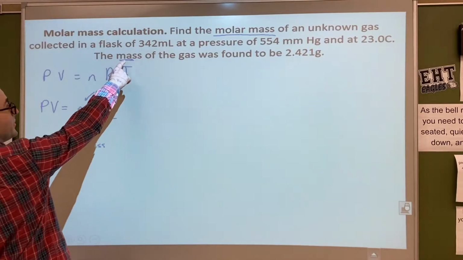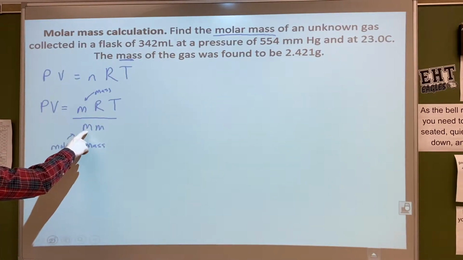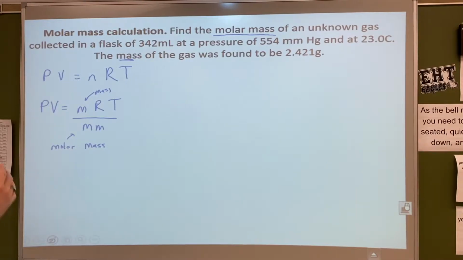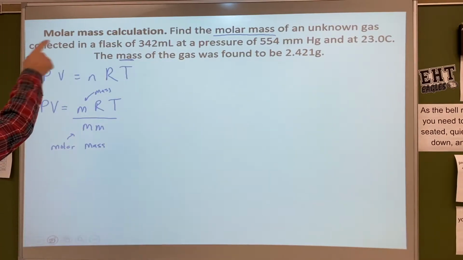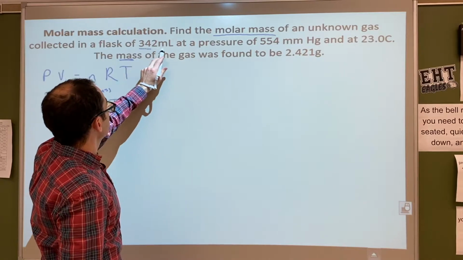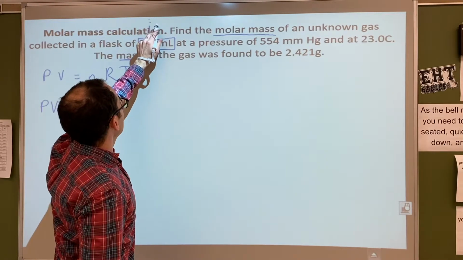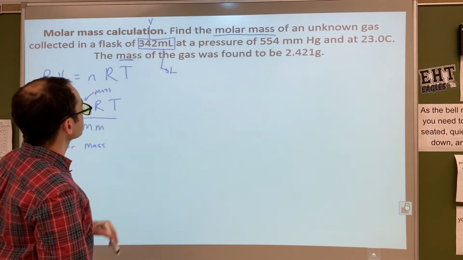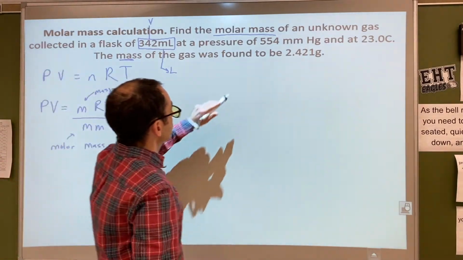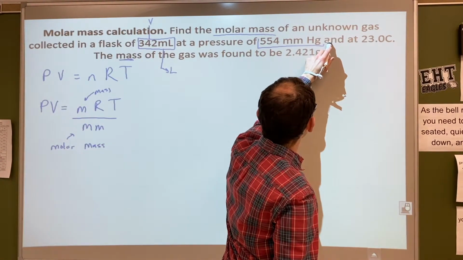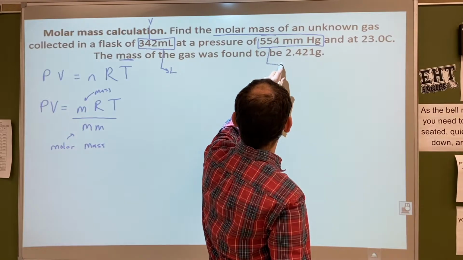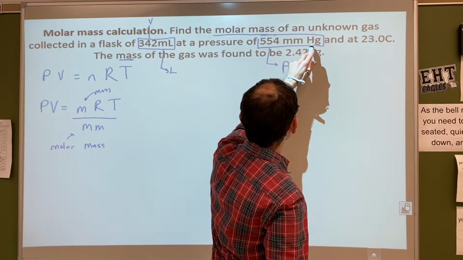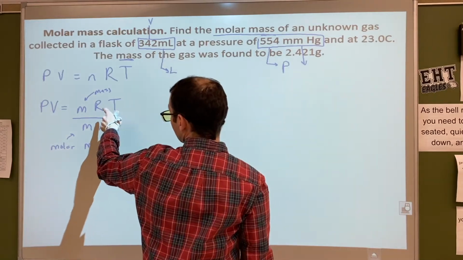Because they gave us the mass here, our unknown is going to be this MM. We just have to make sure that everything else is given. Let's see if we have a P, a V, and a T. The flask is 342 milliliters, so that's a volume, which we're going to have to convert to liters. It says a pressure of 554 millimeters of mercury, and we're going to need to convert this into ATM.